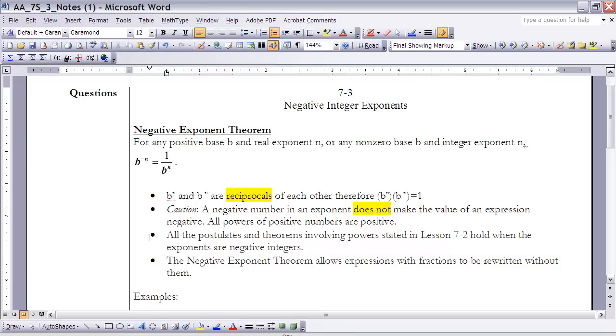The third bullet point is that all postulates and theorems involving powers stated in 7.2 hold when exponents are negative integers. So all of those properties and postulates that we looked at in 7.2 will work when we're dealing with negative integers for our exponents. And finally, the negative exponent theorem allows expressions with fractions to be rewritten without them, or vice versa. If we have a fraction, we can rewrite that fraction with a negative exponent.